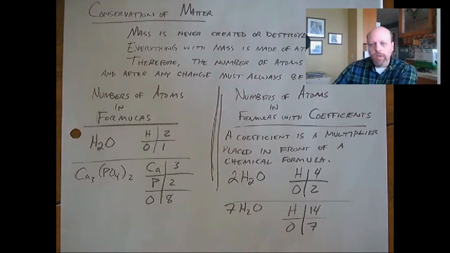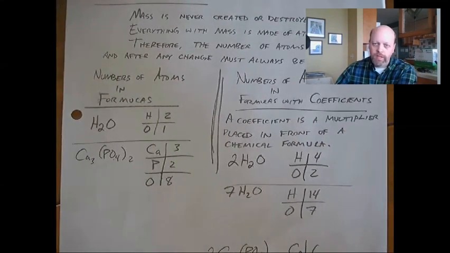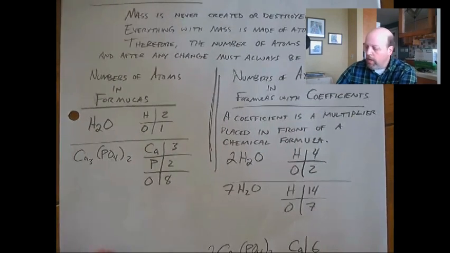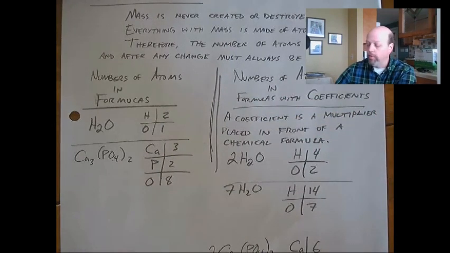So the next thing I want to talk to you about is that when we do chemical equations, we need to take into account the fact that if we're going to show that the number of atoms is the same both before and after the change, then we need to be able to change the number of molecules involved in a chemical reaction. So a coefficient is what we'd use to do that. And a coefficient is a multiplier placed in front of a chemical formula.